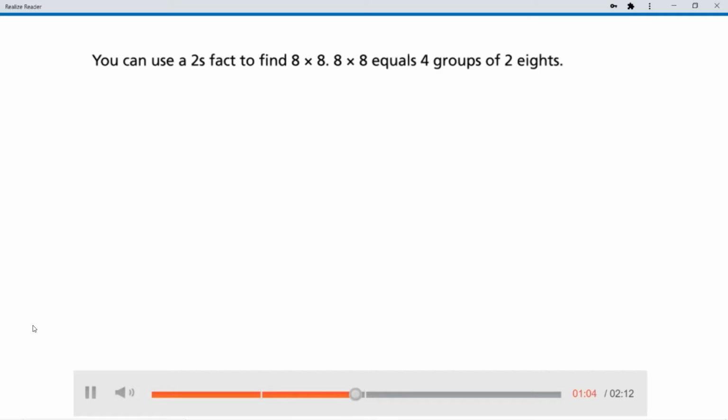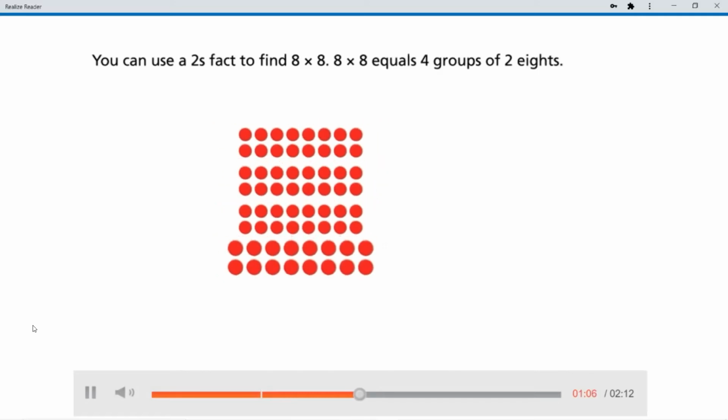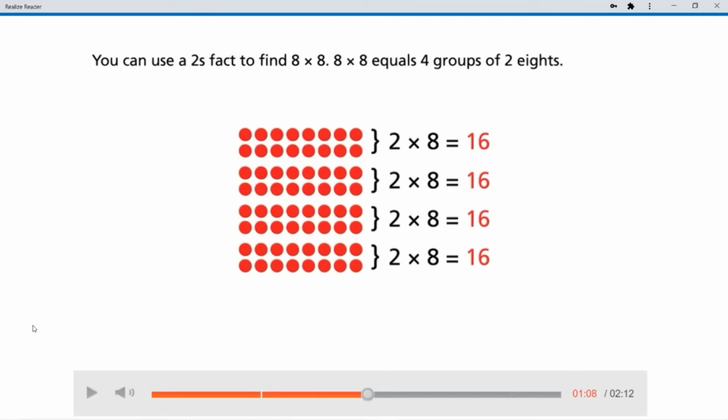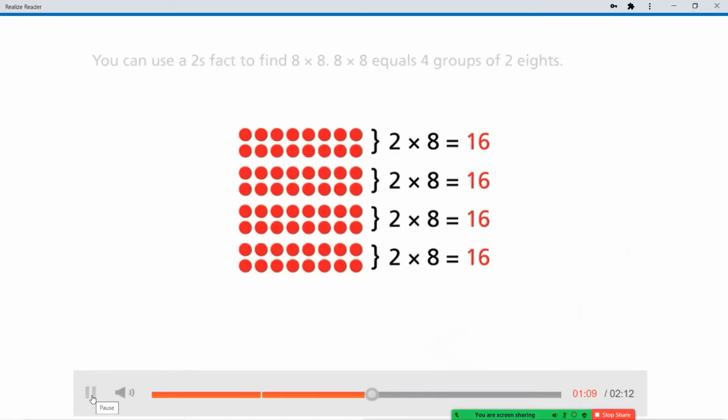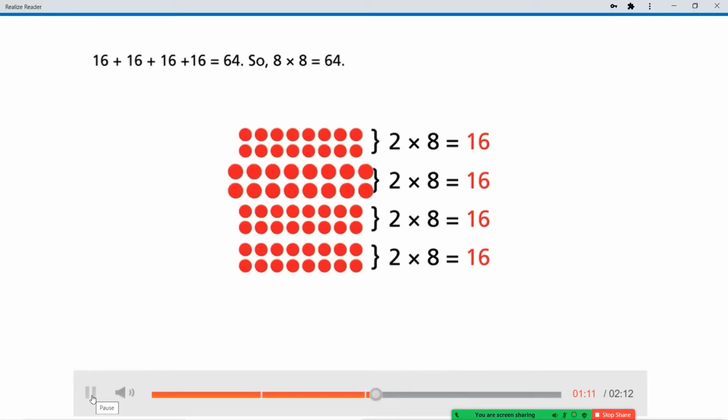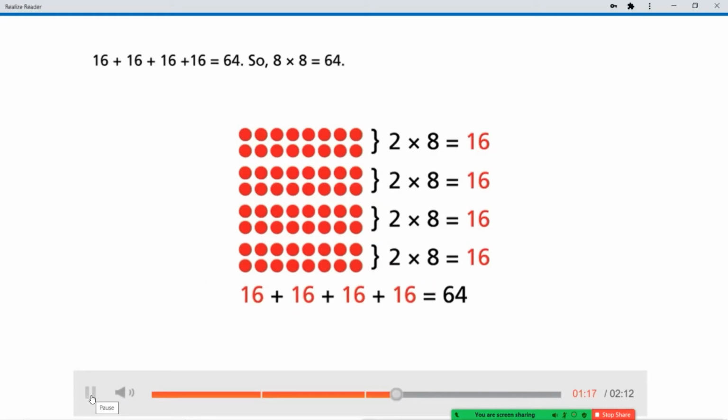8 times 8 equals 4 groups of 2 8's. 16 + 16 + 16 + 16 = 64. So 8 times 8 equals 64.